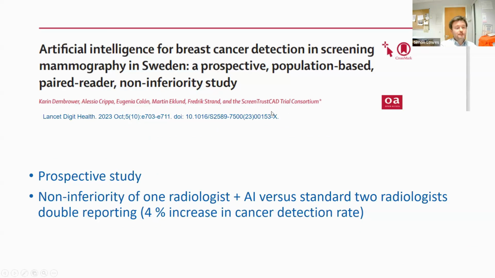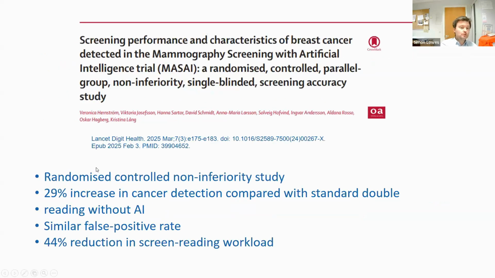And there were prospective studies again, and once more, this is another study from Sweden, and they looked at comparing standard 2 radiologists reporting screening mammograms versus 1 radiologist plus AI, and they found non-inferiority, but actually a small 4% increase in the cancer detection rate. And there are loads of these things.